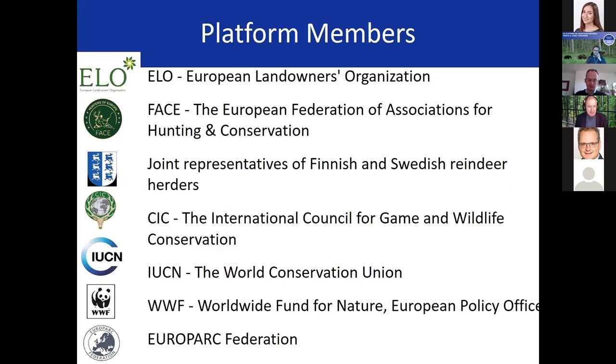Next slide, please. Who are the platform members? That is ELO, the European Landowners Organization. We have FACE, the European Federation of Associations for Hunting and Conservation. We have the joint representatives of Finnish and Swedish reindeer herders. The CIC, the International Council for Game and Wildlife Conservation. IUCN, the World Conservation Union. WWF, the World Wide Fund for Nature, specifically represented by their European Policy Office. And we have the Europarc Federation.